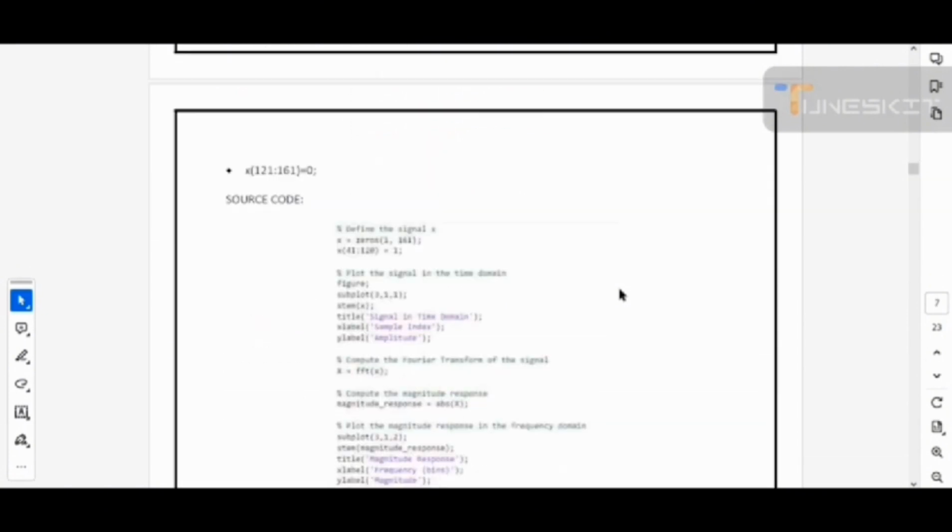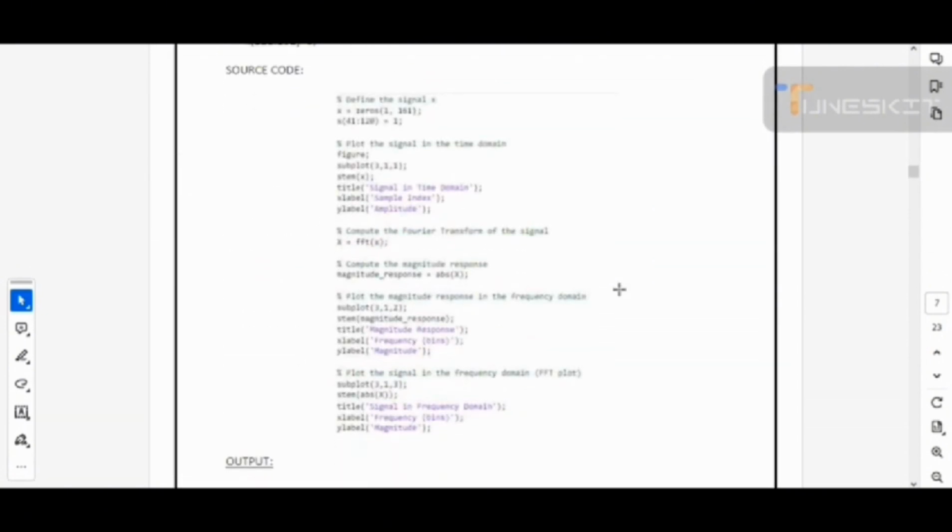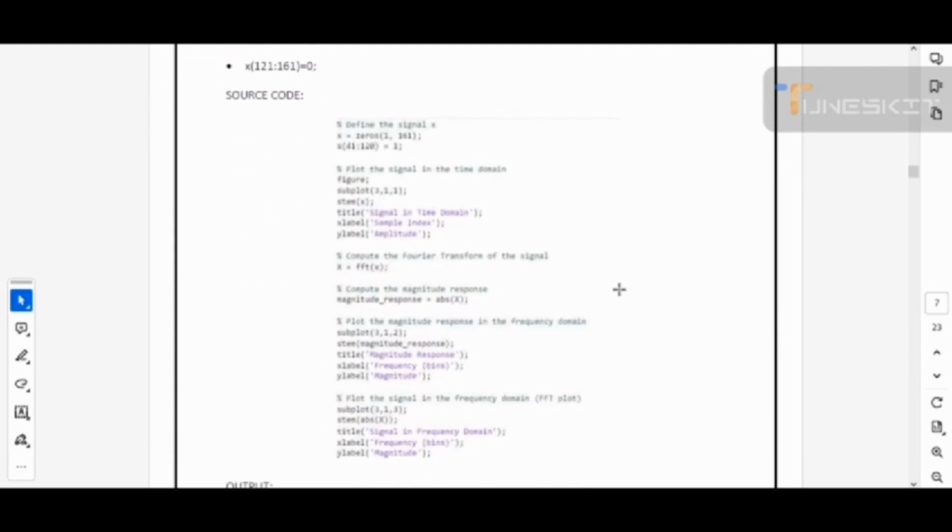Here the range is different and all the code is the same as in this task. Here the range is different and all the code is the same as the previous one. So moving on towards the output of this system.